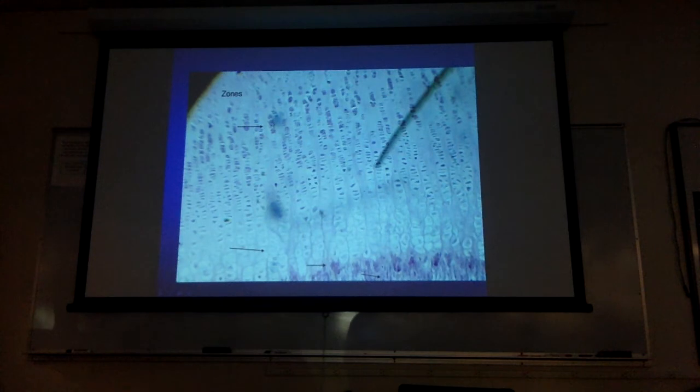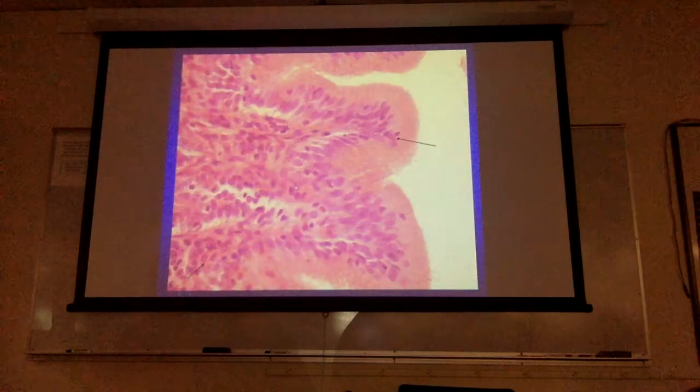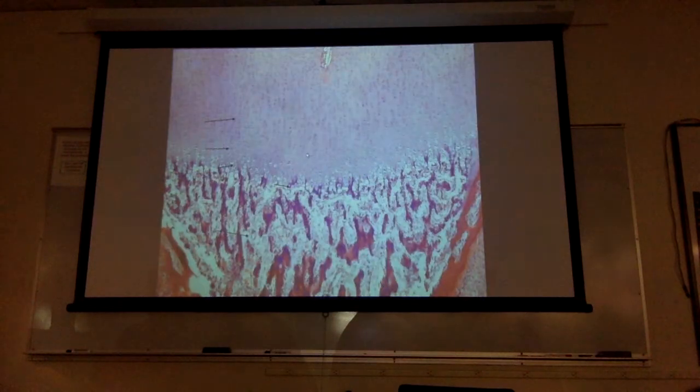Okay, let's do the zones. What's this zone? Proliferation. This is hypertrophication. This is calcification. This is ossification. What's this tissue? Hyaline cartilage. Nice, smooth, glassy matrix, right? What is this tissue? Again, this is probably simple columnar. But I'm not real happy with this slide, so it's tougher. The simple columnars are really tough.